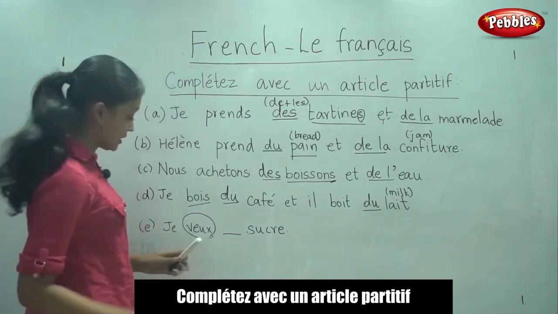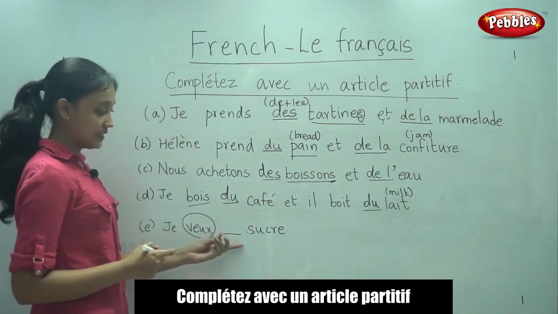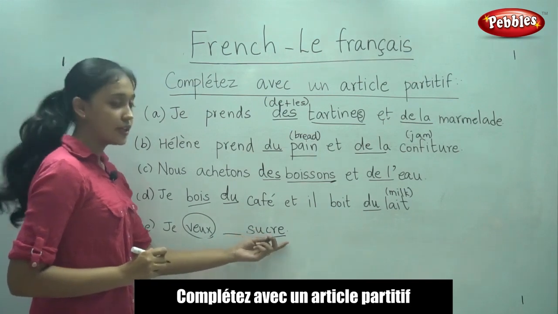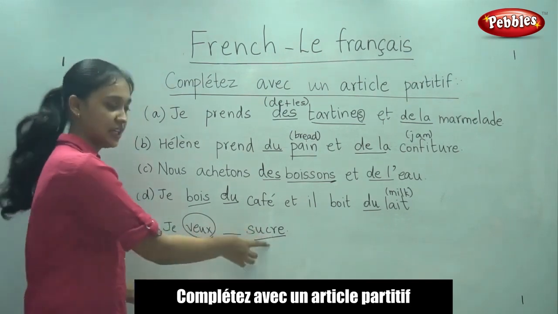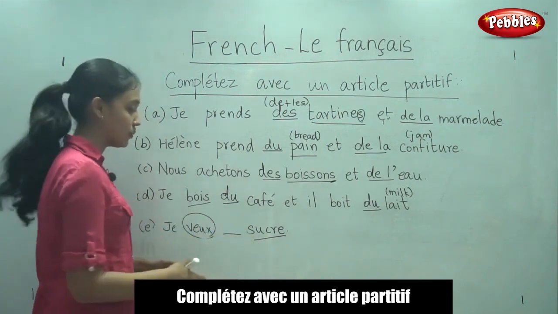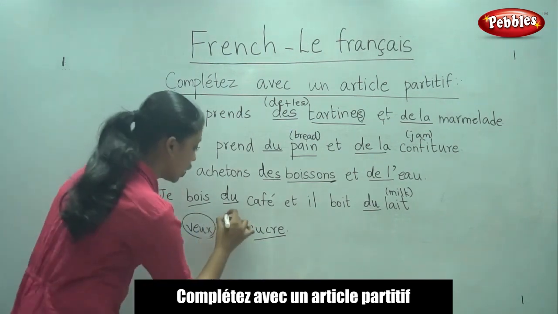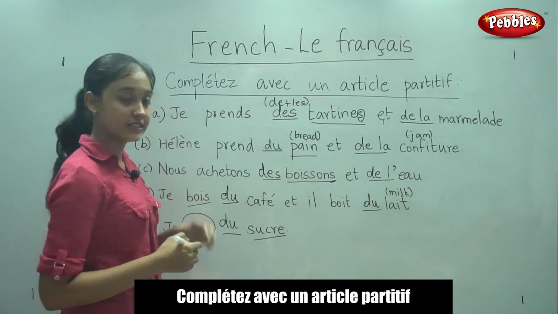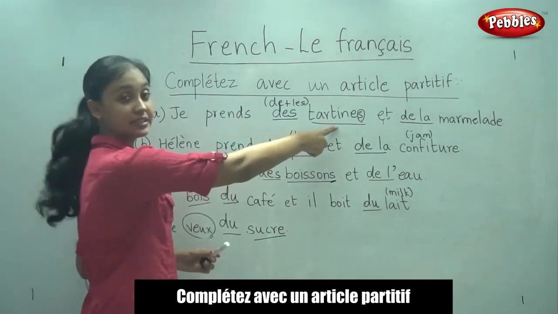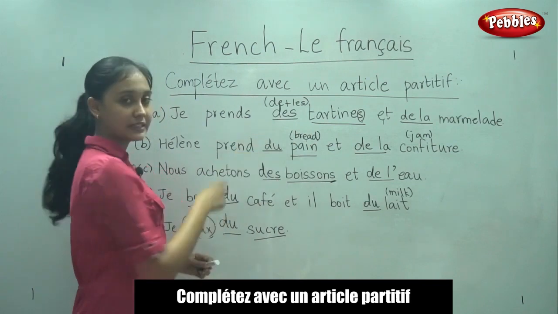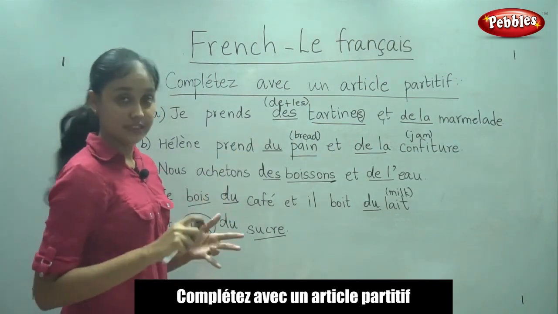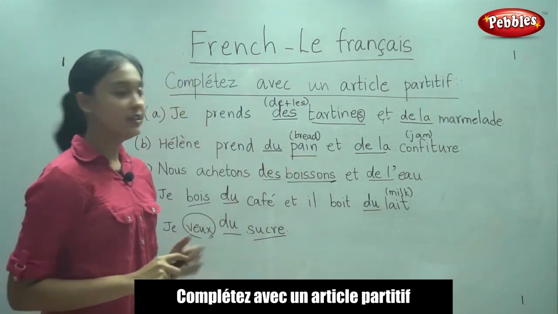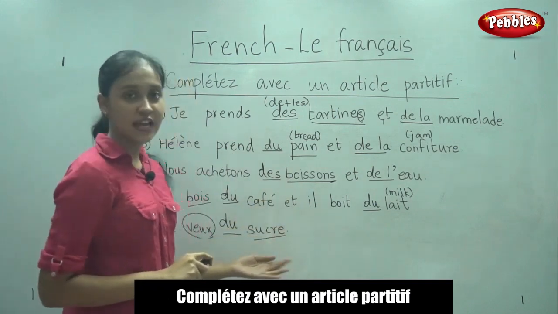So, it means to want. Now, je veux dash sucre. Now, this is a noun. Is it in the singular or in the plural form? It is in the singular form and it is in the masculine form. So, we would write du. So, I hope you have understood the use of the partitive article. It's very simple. You just have to look at the noun and fill in the appropriate partitive articles, either du or de la or de l' or des. So, it is a very simple grammar concept in French, and I hope you have understood it.